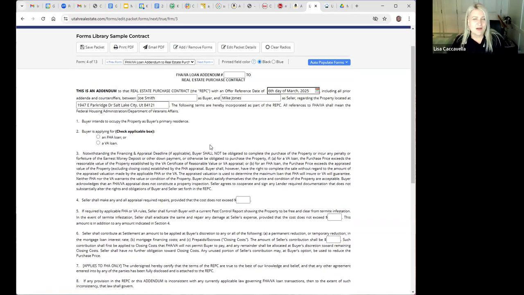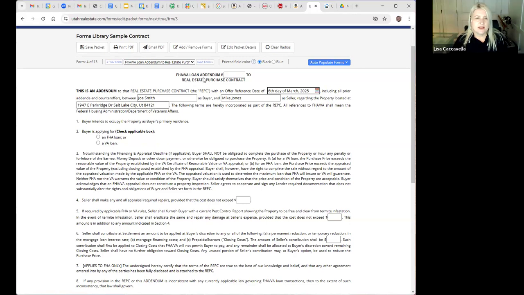Unless, of course, there's multiple offers or it's 2 days on the market, because then people are going to be like, yeah, you're 2 days on the market. There's no way we're giving you $20,000 in seller paid closing costs. You know, you're crazy. So look at all those things before you structure it. FHA loan addendum, VA loan.